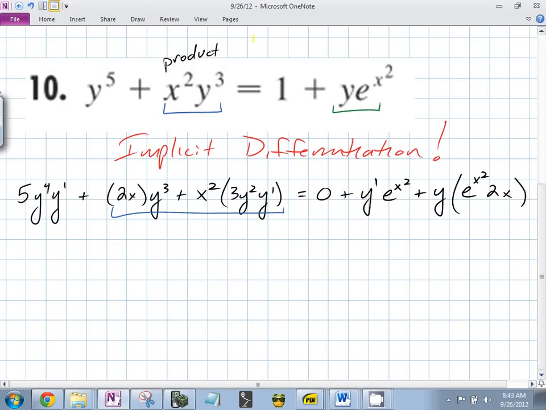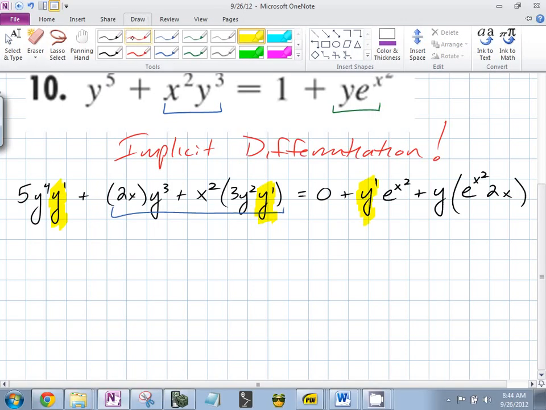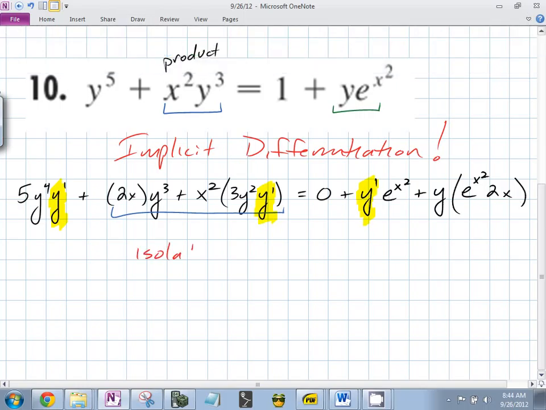You're not done. You have to solve for y prime. Where are the y primes? There's 3 of them, right? So now what are we doing? We're isolating y prime. That's what we're doing next.